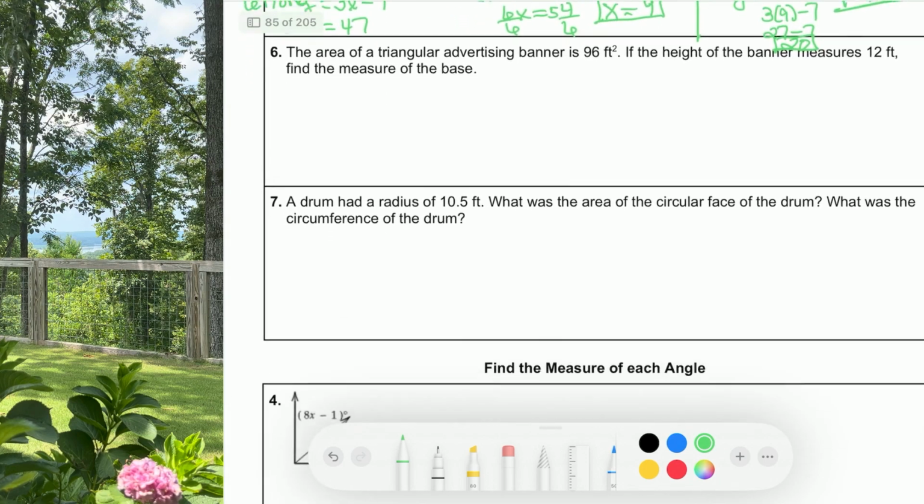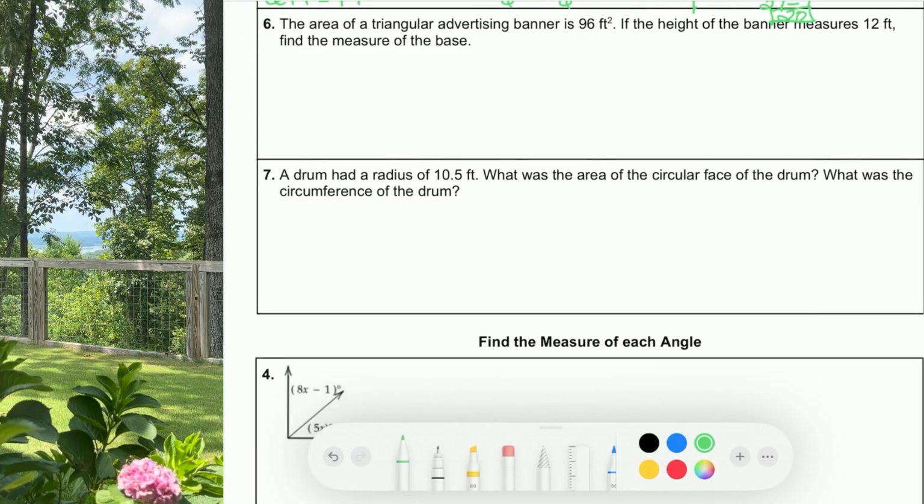All right, let's look at number 6. Let me erase this part just so we can actually read it without anything in the way. Okay. The area of a triangular advertising banner is 96 feet squared. All right, so we've got an advertising banner. Okay. If the height of the banner measures 12 feet, so let's label this 12 feet, that's our height. Find the measure of the base. All right, so we're looking for the base.